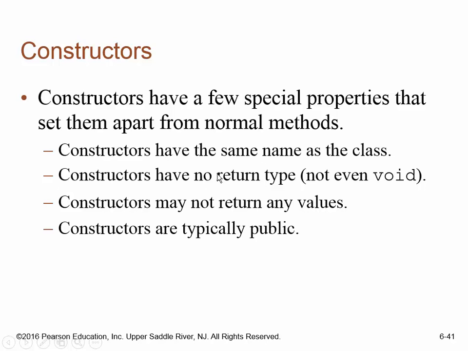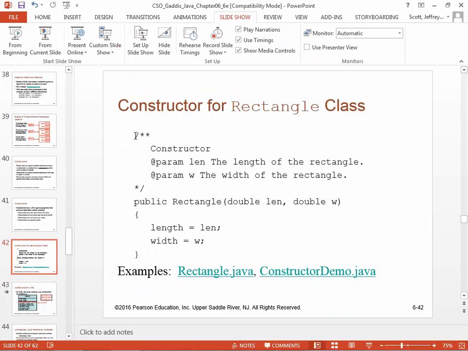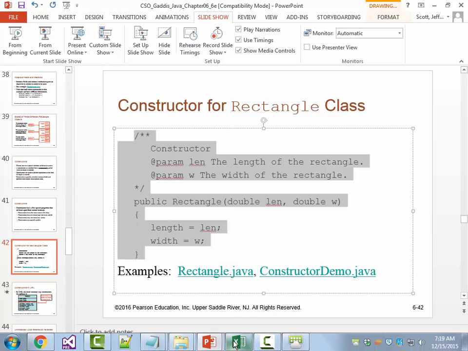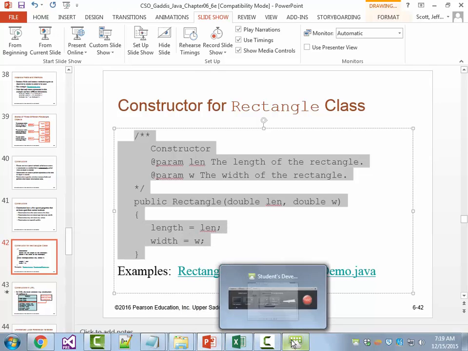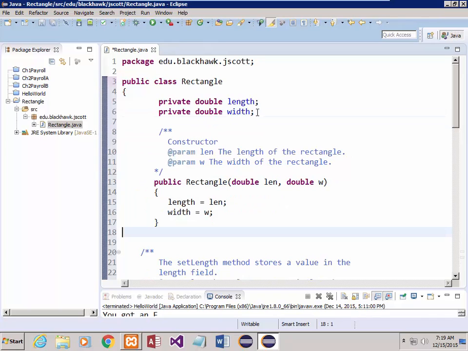They cannot have a return type, not even the word void. They may not return values, and they're typically, in fact, I've always seen them as being public. So here's an example of a constructor. So I'm going to grab this code that we've got right here, and I'm going to copy that. But I like to put my constructors at the top of my program right after I've created my class variable. So I'm going to put that right here.